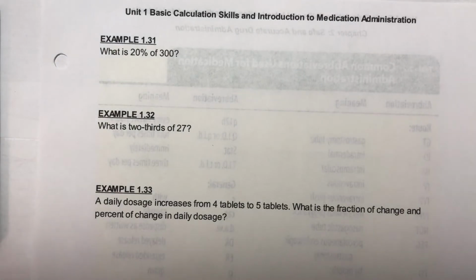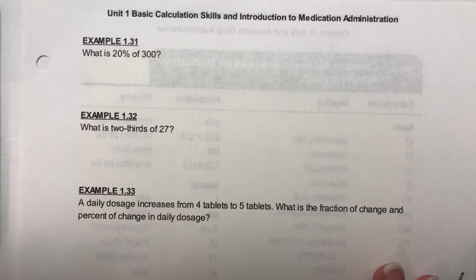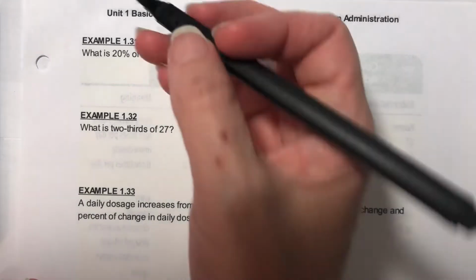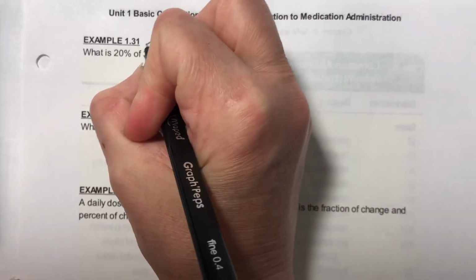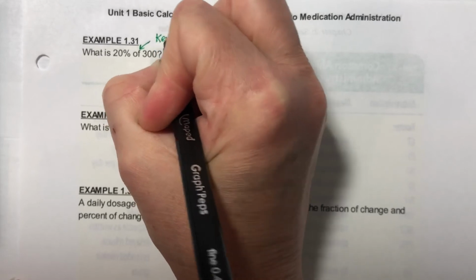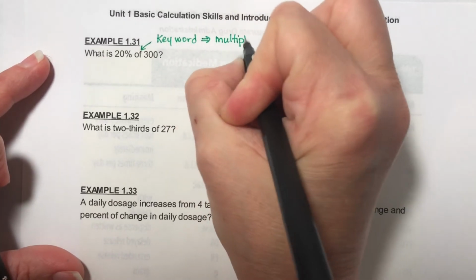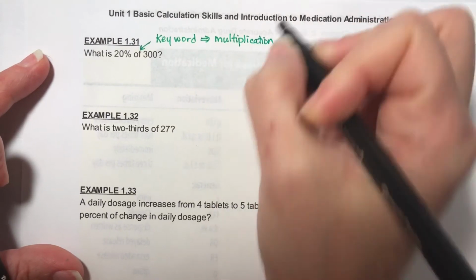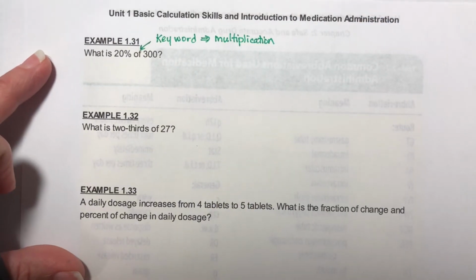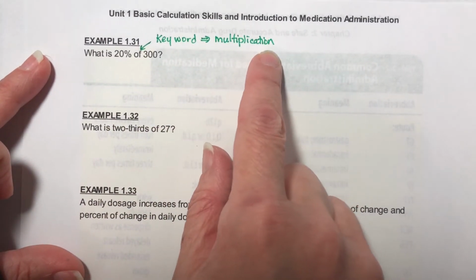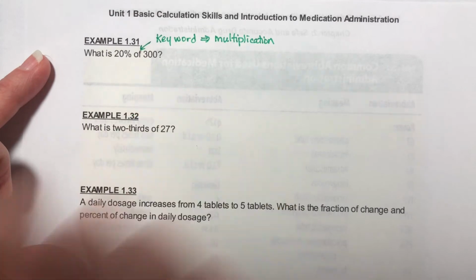Okay, so number 31. What is 20% of 300? Okay, first of all, this word here, of, this is a keyword that usually means multiplication. Now I had to say usually because sometimes you'll have a word problem where they give you context and then they use the word of in just the English language sense. But often it means multiplication. What is 20% of 300?